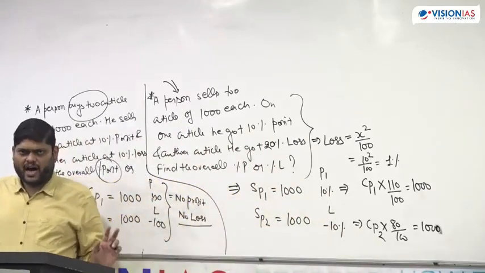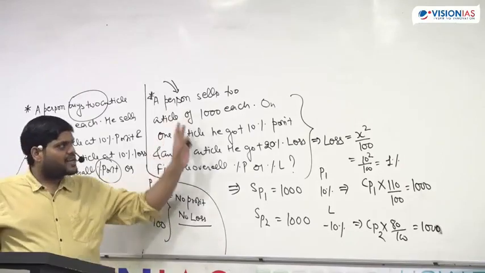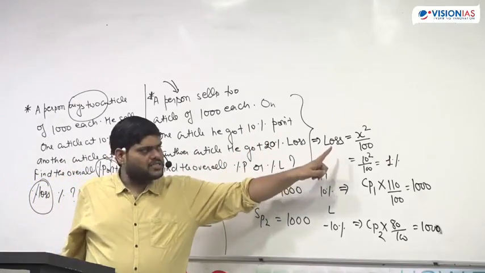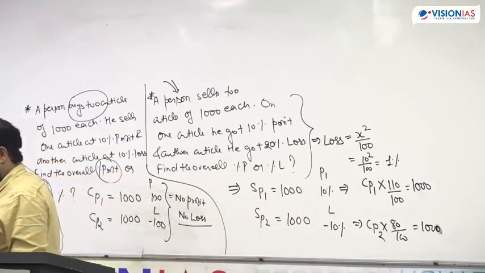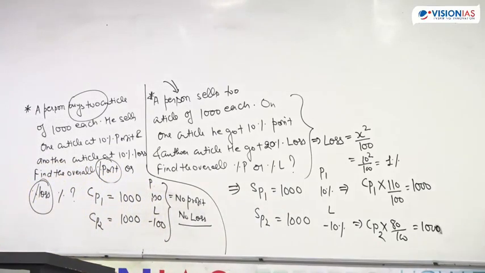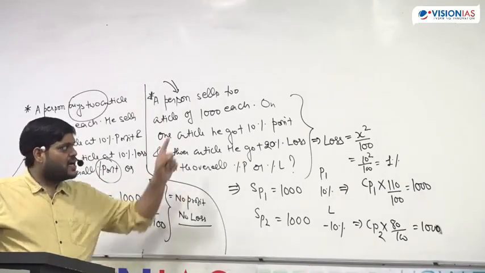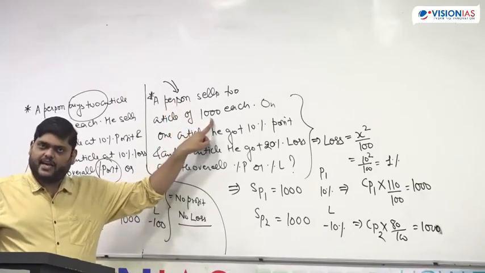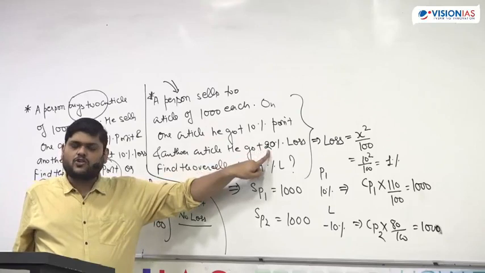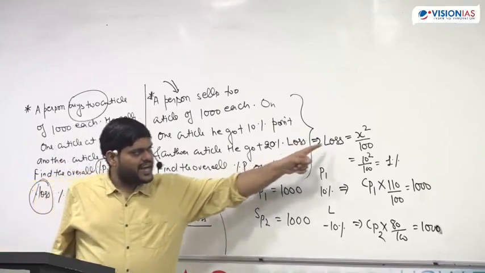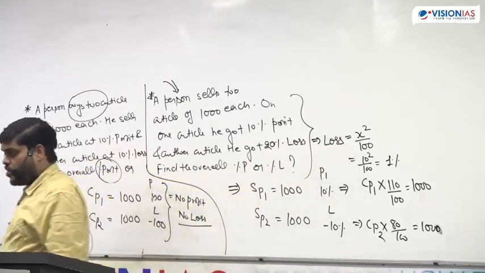So I am saying, if all conditions are given accordingly, then there will always be a loss. And how much loss? x square upon 100 percent is the loss. If SPs are given, but all conditions should be satisfied. What is the condition? The two articles' SP should be equal. The percent of profit and percent of loss should be equal. Then there will always be a loss. And how much loss? x square upon 100 is the loss percentage.